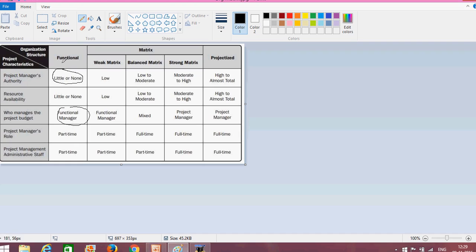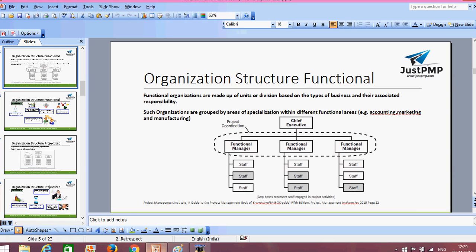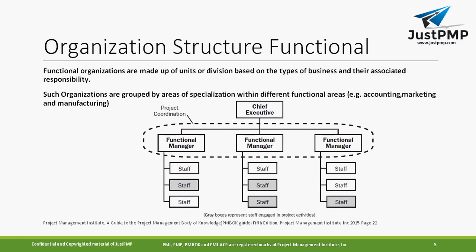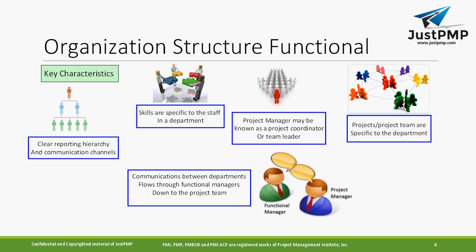So if it is a functional organization, these are the project characteristics in terms of what the project manager's role will be and who is going to provide the resources. These are mostly similar like that. Okay, so the next thing that we are going to cover is the organizational structure, and that's functional.